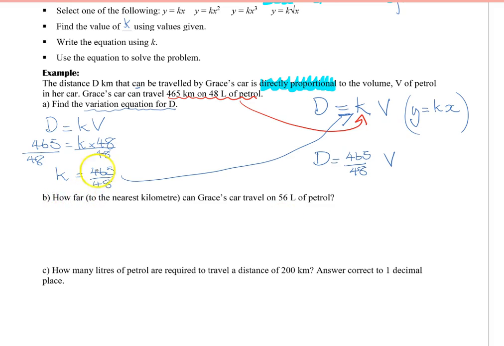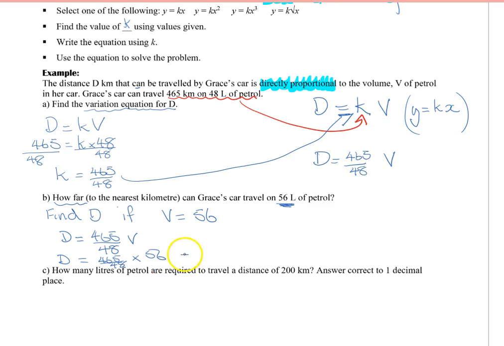It says, how far? That says, find D. How far is a measure of distance. So we're finding the distance Grace's car can travel on 56 litres of petrol. So we're finding D if V is 56. So I write the equation that I've just created. D equals 465 on 48 times V. You can see I've been given V, so I put it into the equation. So I've got this 465 on 48 times 56.